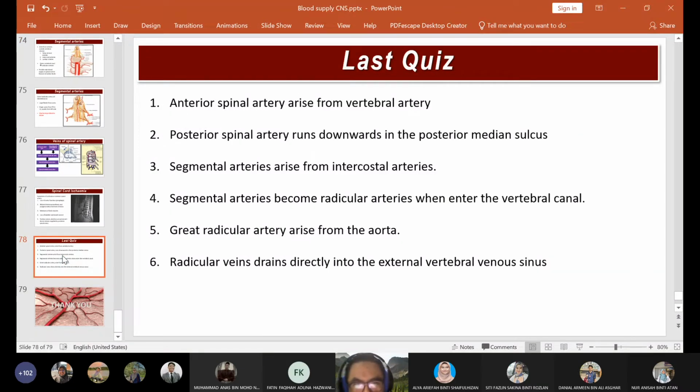Segmental arteries arise from intercostal arteries. True. Very good. Segmental arteries become radicular arteries when they enter the vertebral canal. True. Great radicular artery arises from the aorta. True. Radicular veins drain directly into the external vertebral venous sinus. False. Internal first. Okay, done.